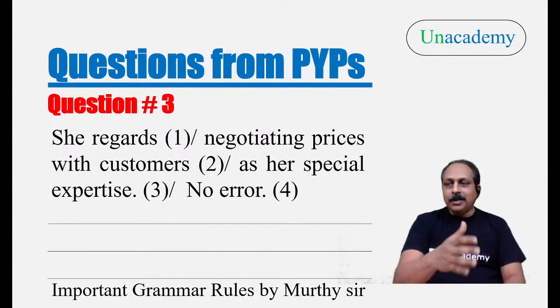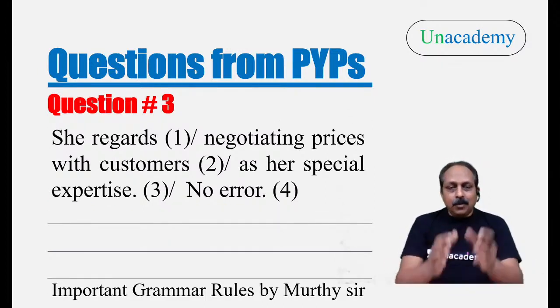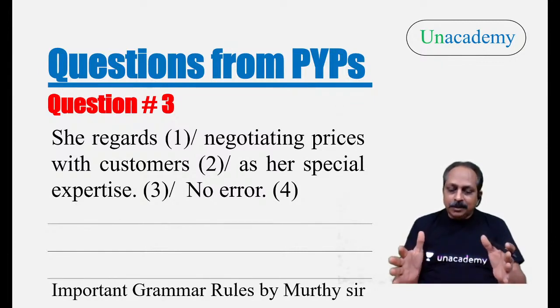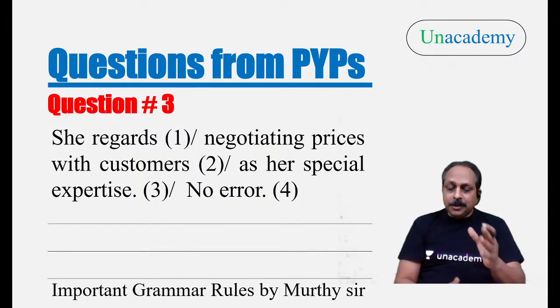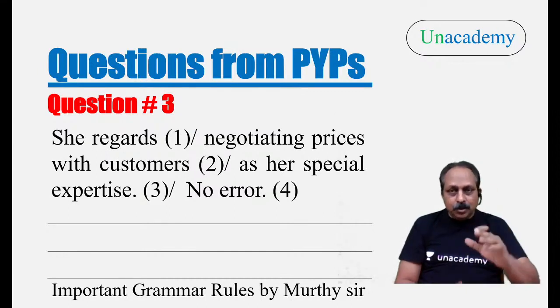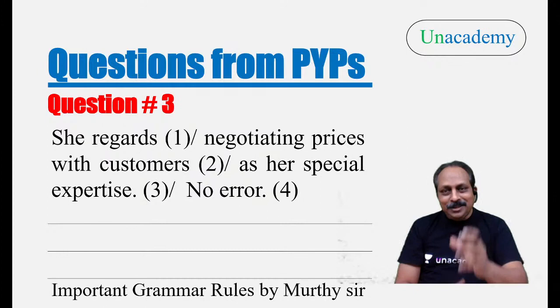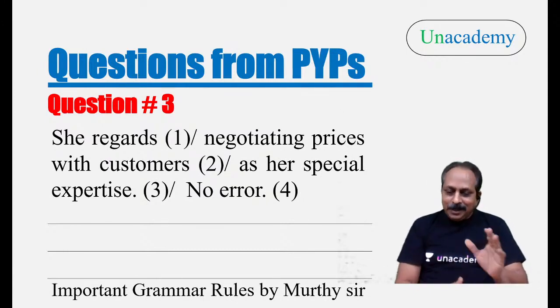Let us go to question number 3. She regards negotiating prices with customers as a special expertise. Where is the error? I hope the pace is okay. I'm doing it a bit fast because we have to work on 20 questions. Pace means speed. Is it okay, or do you want me to slow down? We need to look at the sentence, recollect the rule, spot the error. We need some time. Then I will slow down.